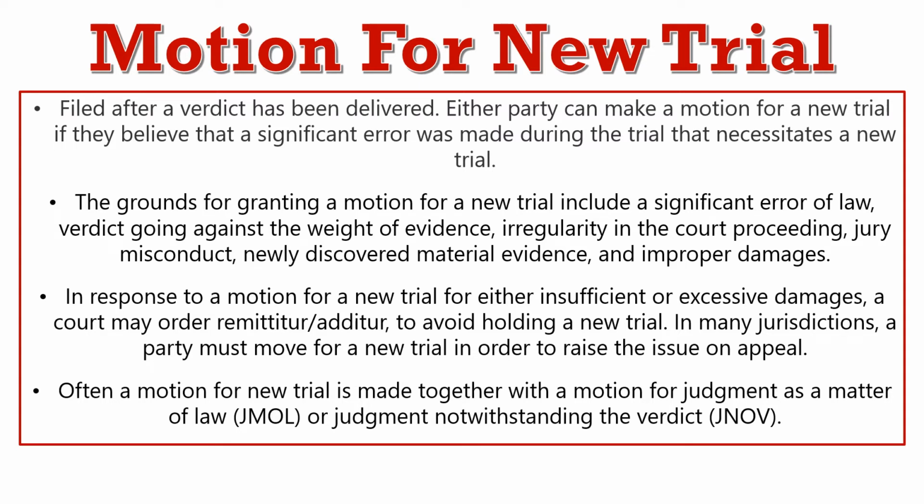Either party can make a motion for a new trial if they believe that significant error was made during the trial that makes it necessary for them to be granted a new trial. The grounds for granting the motion for a new trial include a significant error of law, verdict going against the weight of the evidence, irregularity in court proceedings, jury misconduct, newly discovered material evidence, and improper damages.